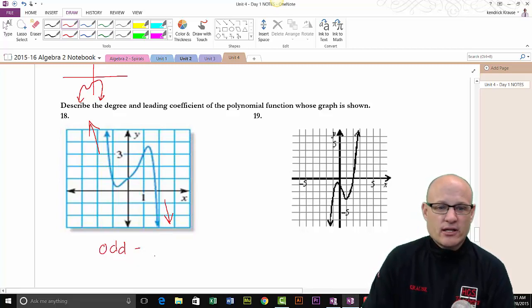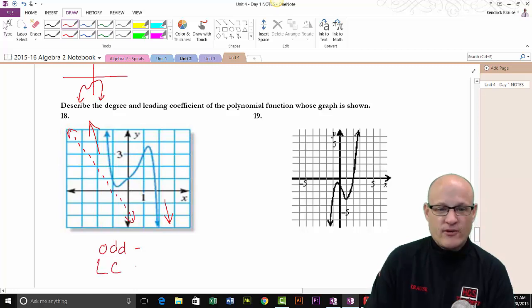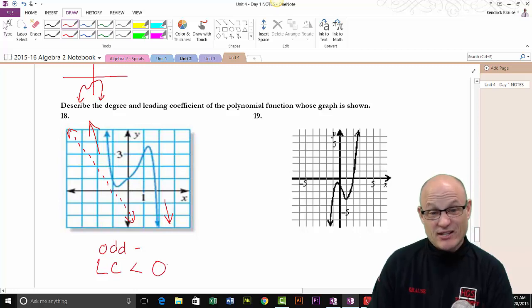I don't know why Cortana came up. That was weird. And think about its slope. If you drew a linear function, that would have a negative slope, right? So I know that my leading coefficient is negative. I'll say less than 0. So it's an odd function that's less than 0.